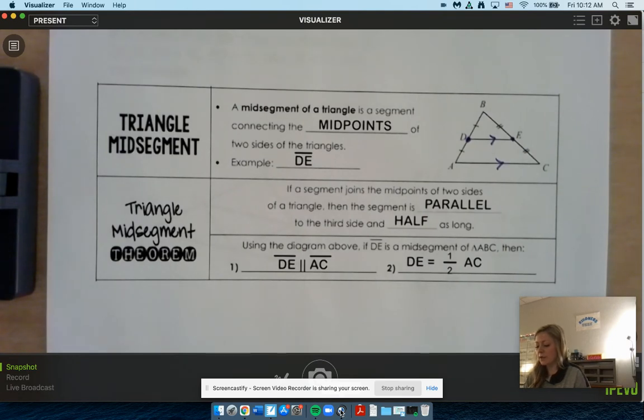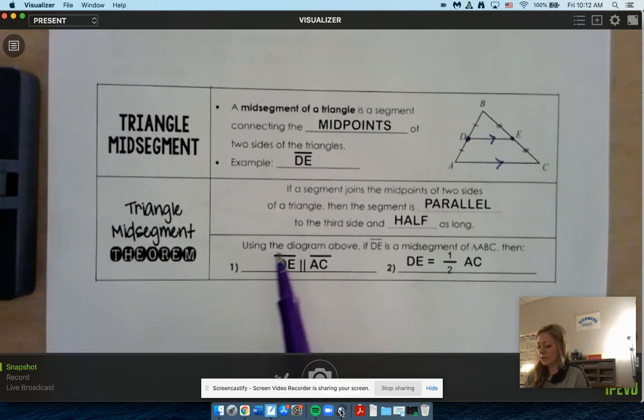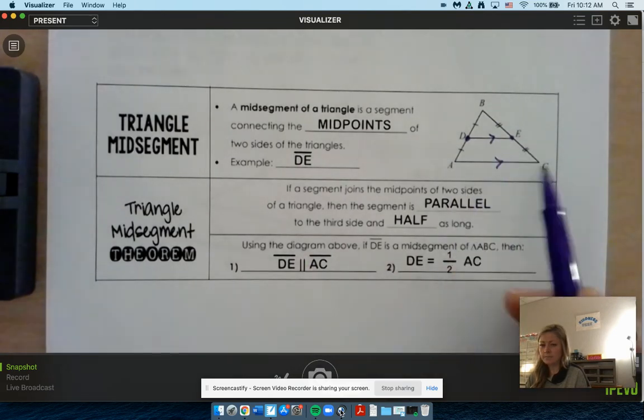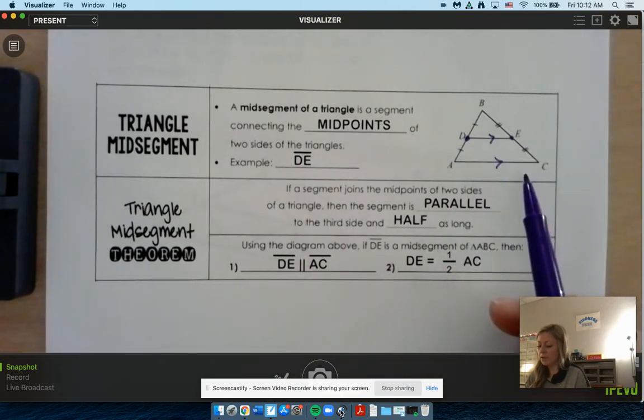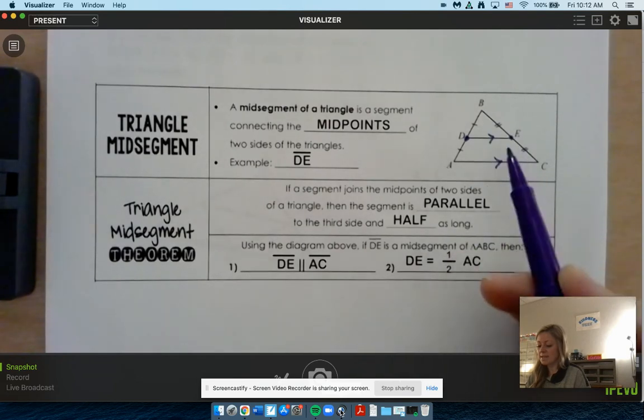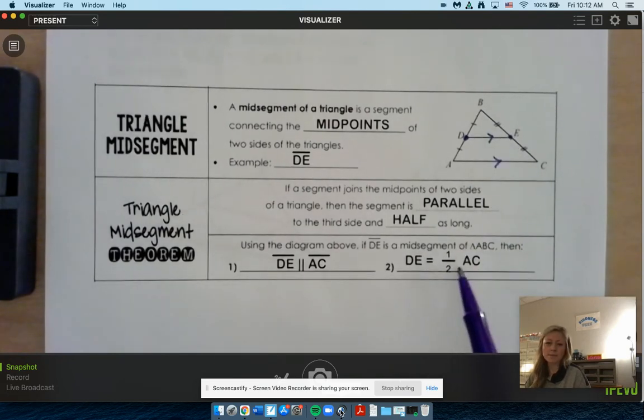So now this is just reiterating what we just talked about. So in our picture here, DE is parallel to AC. And if I wanted to figure out the length of our midsegment DE, it's half of AC.